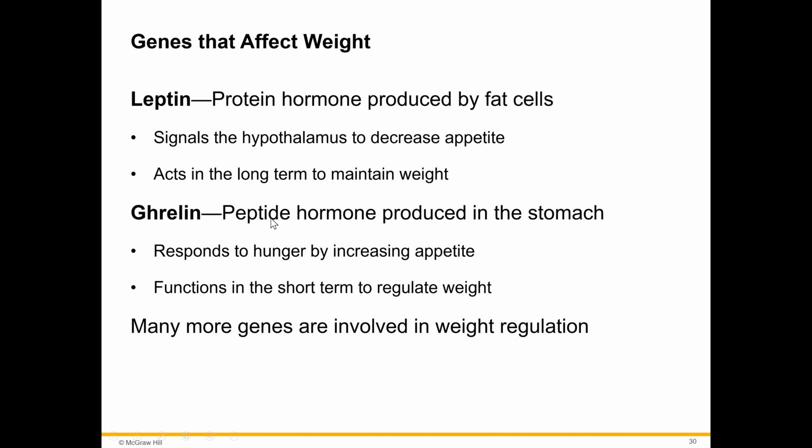Ghrelin, however, is also a peptide hormone. It's produced by the stomach, and it responds to hunger by increasing appetite. So leptin decreases your appetite, and ghrelin increases your appetite. It functions in the short term to regulate weight as well. So there's leptin in the long term and ghrelin in the short term. Many more genes are involved in weight regulation.